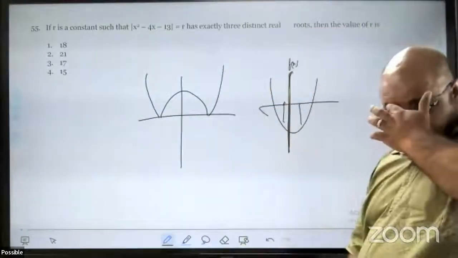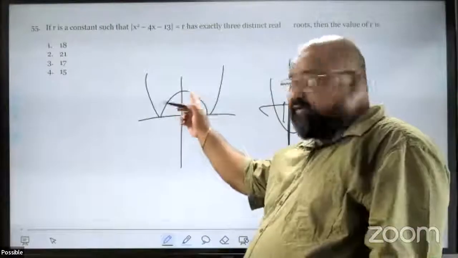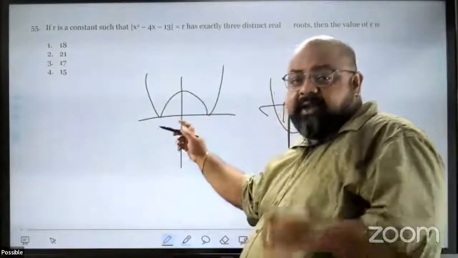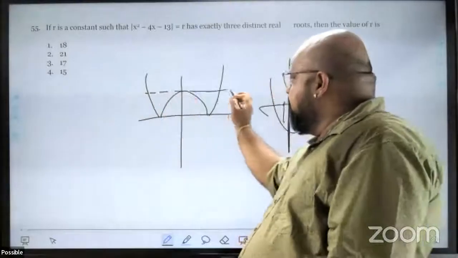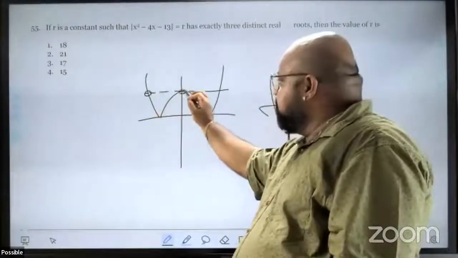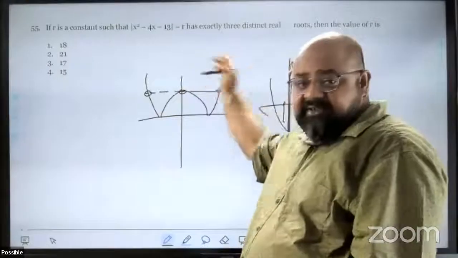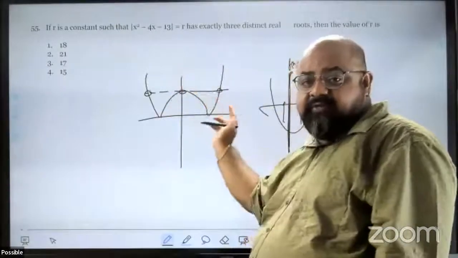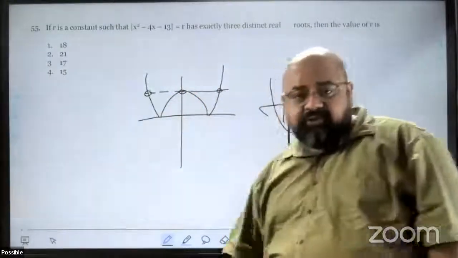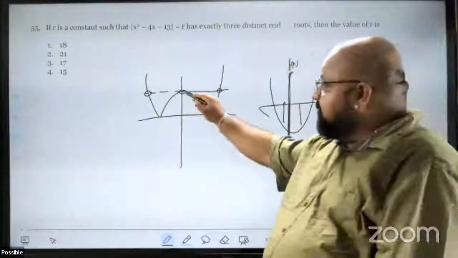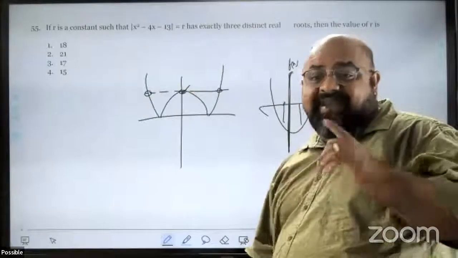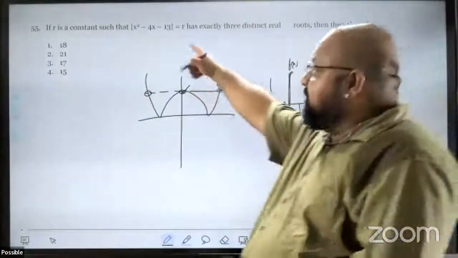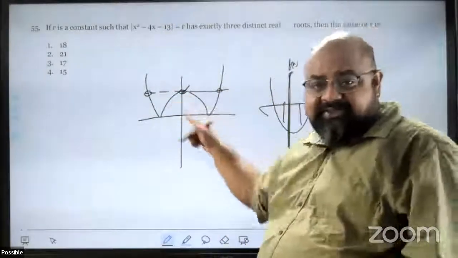right? Now, for any value of y or fx that I'm looking at, 3 solutions are possible for only this point. I'll have one solution here, one solution here, one solution here. Anything above this, there will be 2 solutions. Anything below this, there will be 4 solutions, except x is equal to 0. So if I am able to find the value of y at this point, I get the answer. This is where x is 0, right? So what I do is I make it a perfect square first so that it fits this graph.